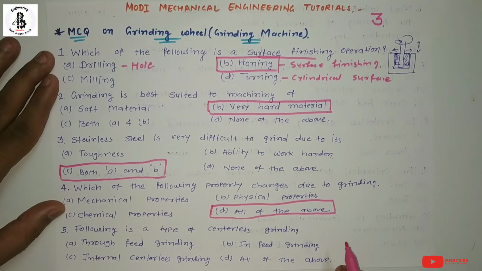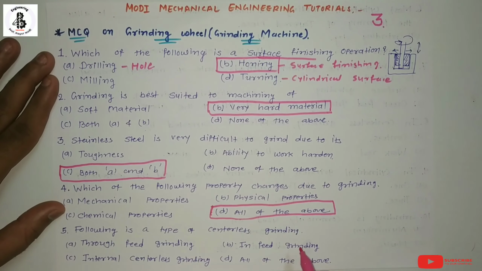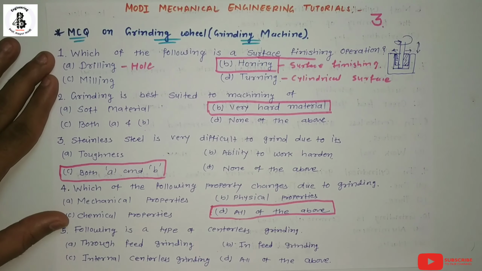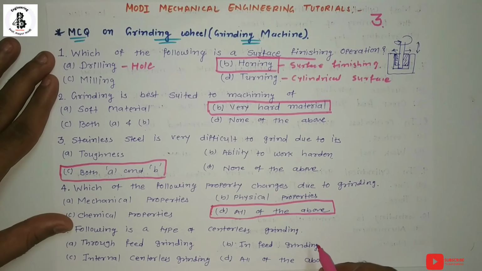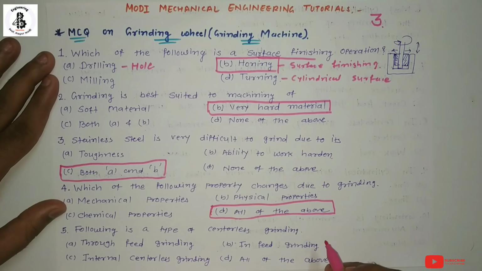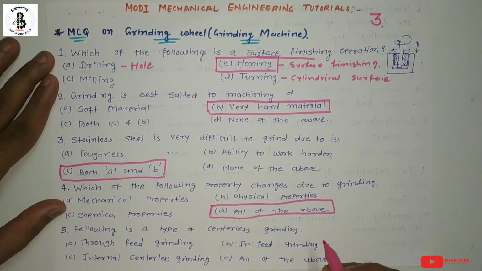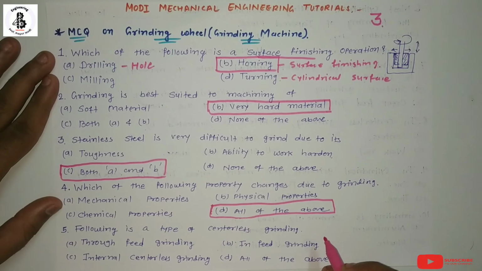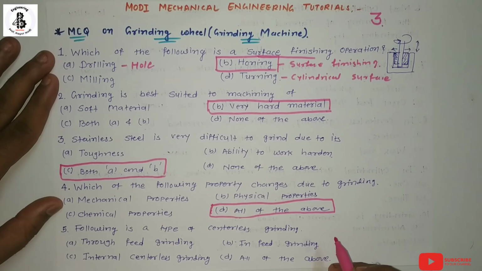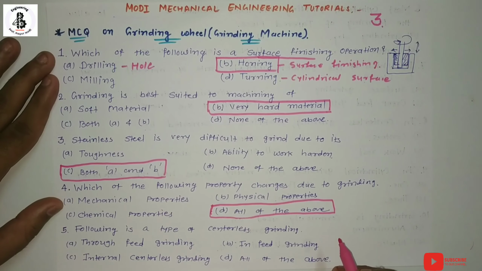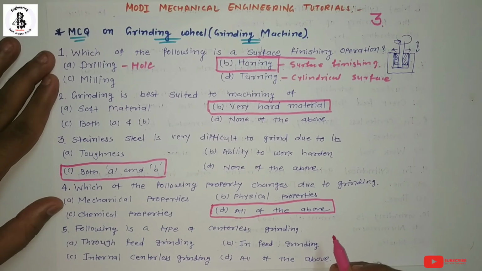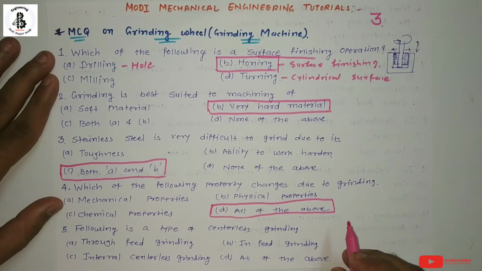So basically in the centerless grinding process, through feed grinding, in feed grinding, and internal centerless grinding are also used. That generally depends upon which kind of shape and size and which kind of working surface is available. According to that we have to select the different kind of centerless grinding process.